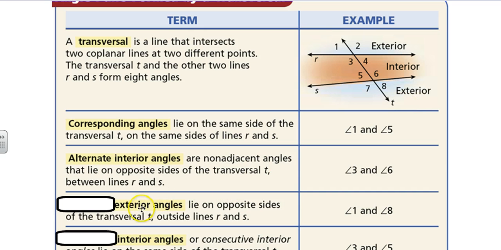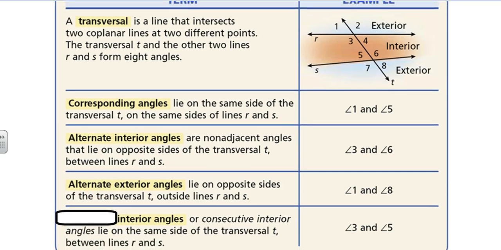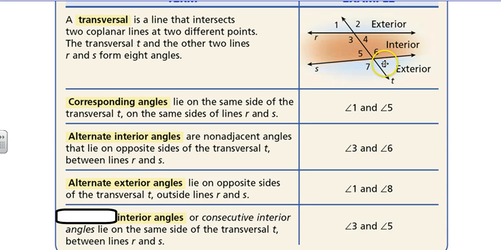All right? So we also have angles like 1 and 8. Let's look, 1 and 8. They're also alternate, but now they are exterior angles. Okay, they're outside of the bun, right, outside of the bread, and so they're exterior, and they're on opposite sides of the transversal, so alternate.